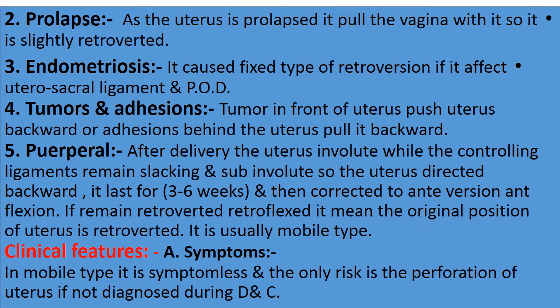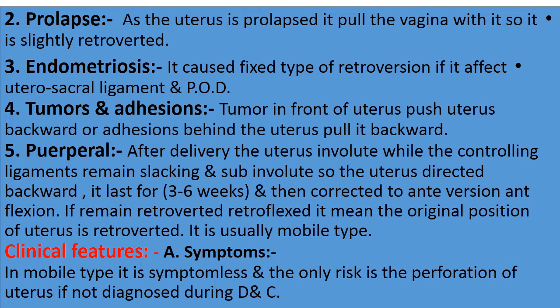The second cause can be prolapse. As the uterus prolapses, it pulls the vagina with it, so it is slightly retroverted. Endometriosis can be a cause of retroverted uterus, which causes a fixed type of retroversion if it affects the uterosacral ligament and pouch of Douglas. The fourth cause is tumors and adhesions. A tumor in front of the uterus will push the uterus backward, or adhesions behind the uterus pull it backward.